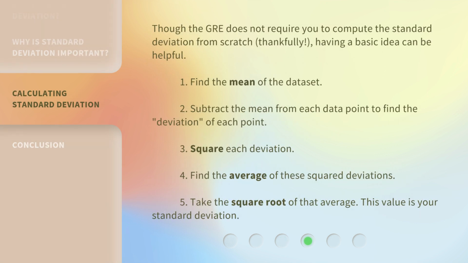Though the GRE does not require you to compute the standard deviation from scratch, thankfully, having a basic idea can be helpful. 1. Find the mean of the dataset. 2. Subtract the mean from each data point to find the deviation of each point. 3. Square each deviation. 4. Find the average of these squared deviations. 5. Take the square root of that average. This value is your standard deviation.